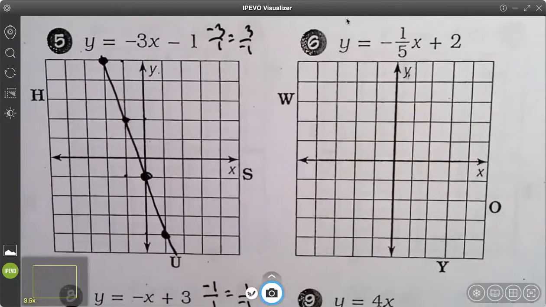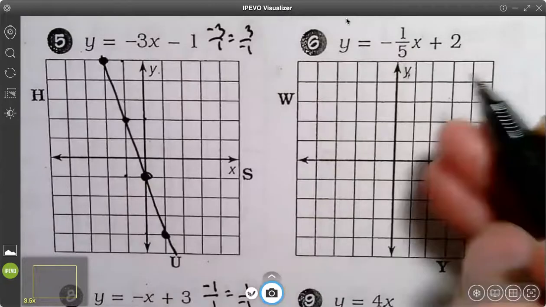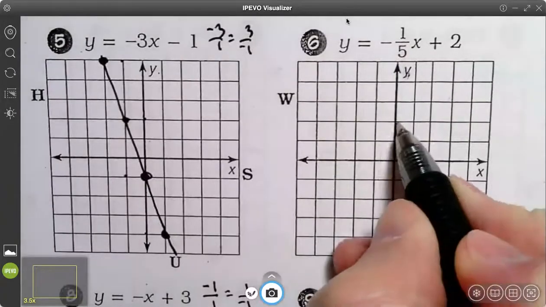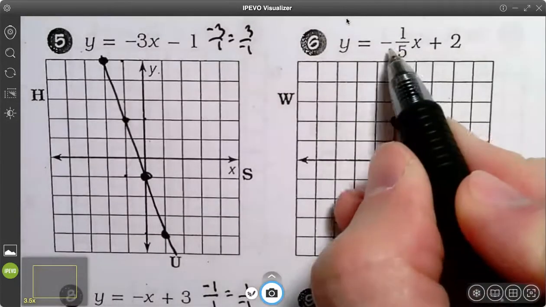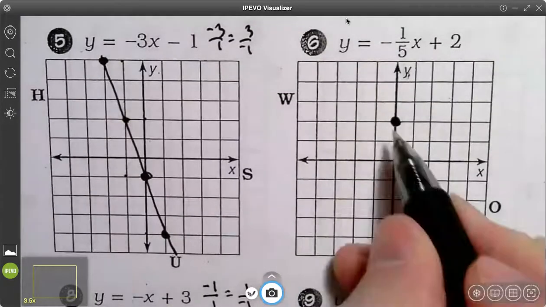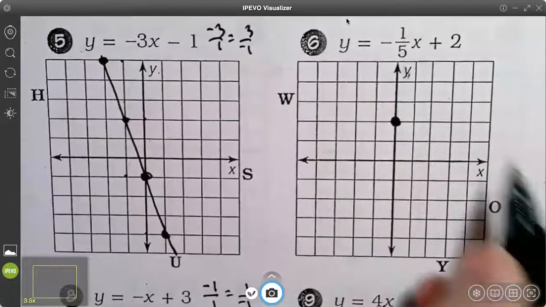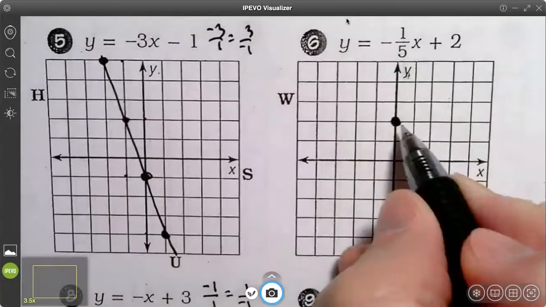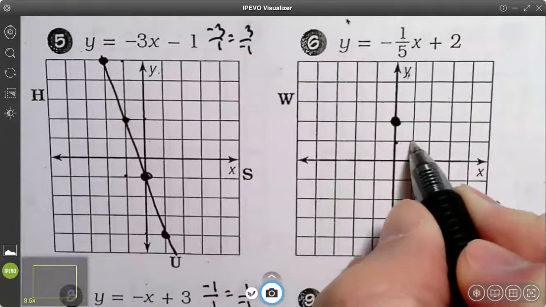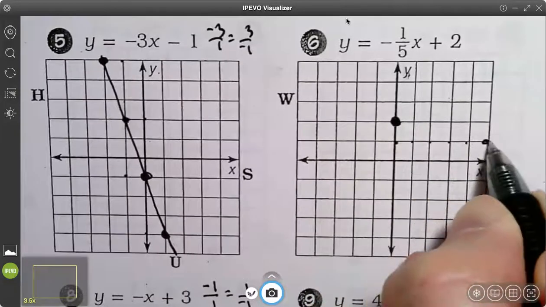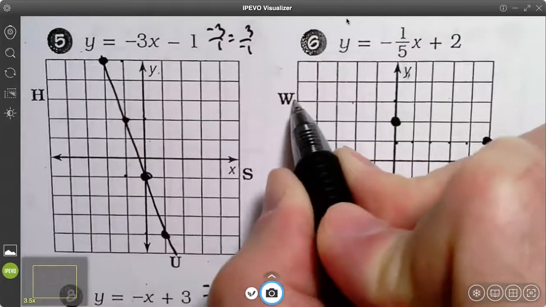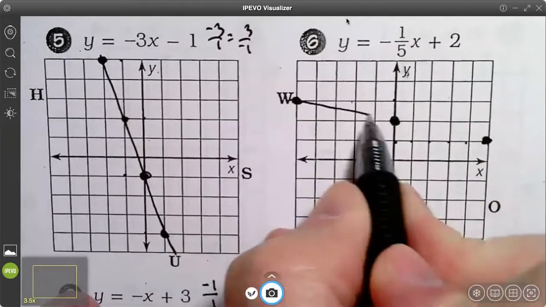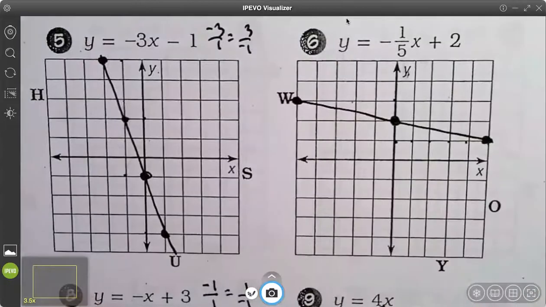Try number 6. On number 6, my y-intercept is 2 and my slope is -1/5. Now I know this is going to be a shallow slope. I also know it's going to be negative. Rise -1, run 1, 2, 3, 4, 5. Or rise +1, run -1, 2, 3, 4, 5. We have a negative shallow slope.